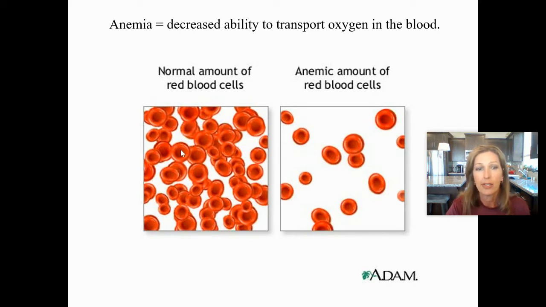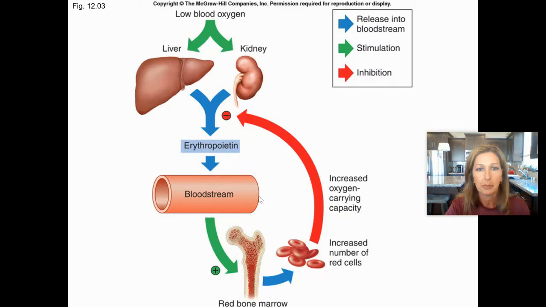Other types of anemia, the most common type of anemia is iron deficiency anemia, and what you would see there is these red blood cells. There are numerous, so there's the correct number of them, but each red blood cell is only partially filled with hemoglobin because there just wasn't enough iron in order to be able to make that protein hemoglobin.